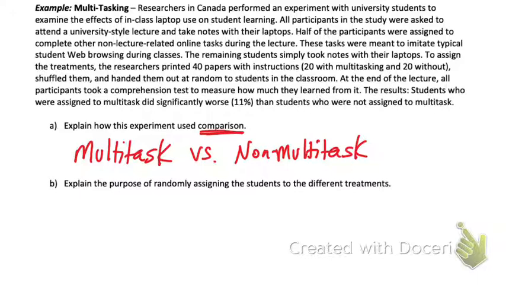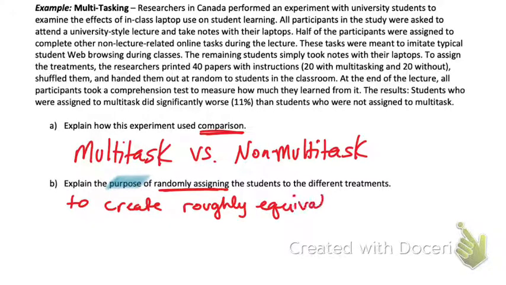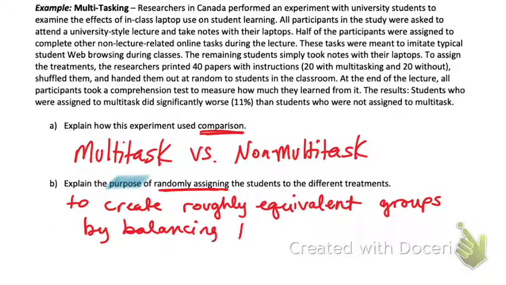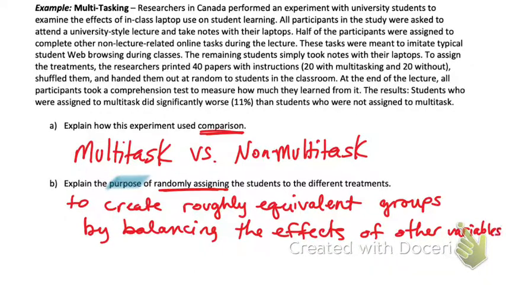Explain the purpose of randomly assigning. Ladies and gentlemen, the purpose of randomly assigning is always the same reason: to create roughly equivalent groups by balancing the effects of other variables. That is always the purpose of random assignment.